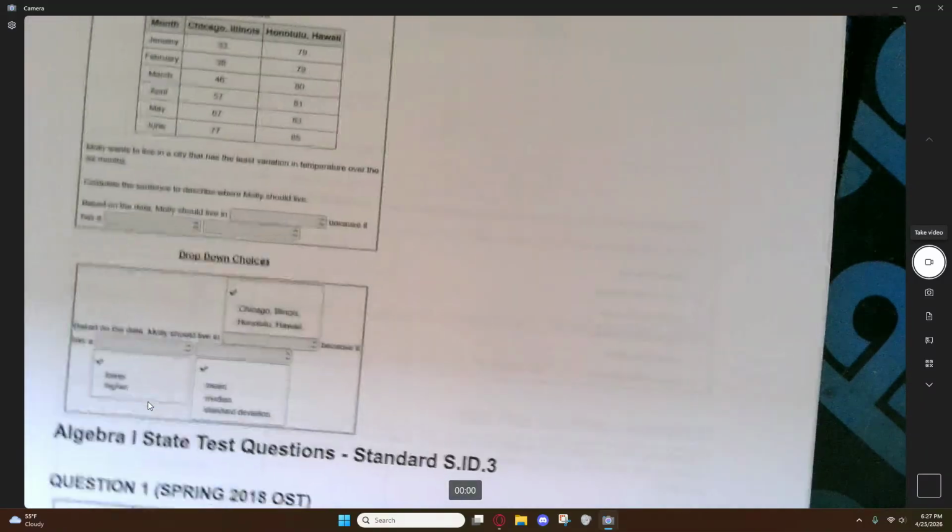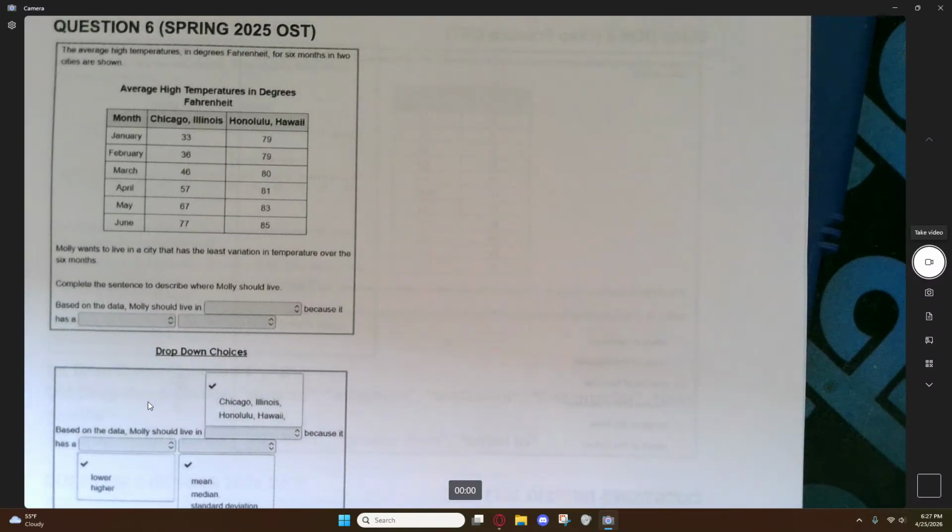Question 6. Pull this down a little bit so I have more room. Here we go. The average high temperatures in degrees Fahrenheit for 6 months in 2 cities is shown. Molly wants to live in a city that has the least variation in temperature over the 6 months. Complete the sentence to describe where Molly should live.